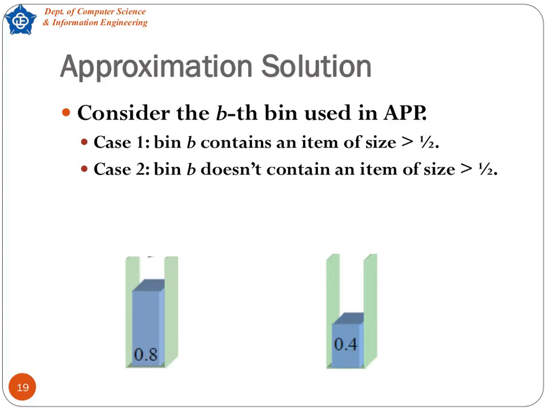Then we have case 2. This is when bin i does not contain any item larger than 1/2. You can observe an example of this scenario on the right, where the bin holds an item of size 0.4.